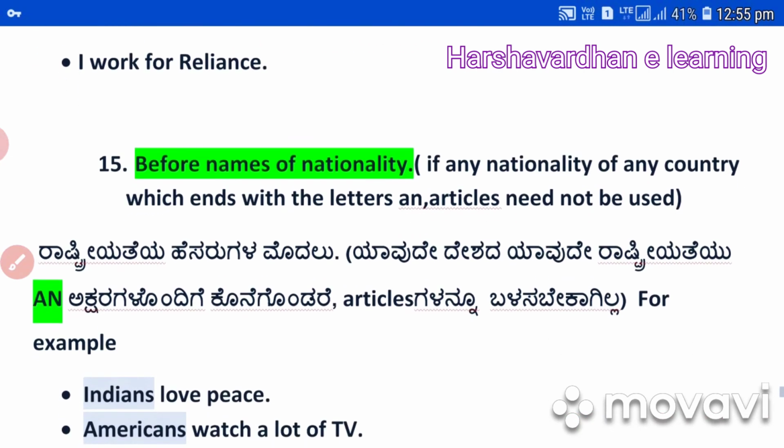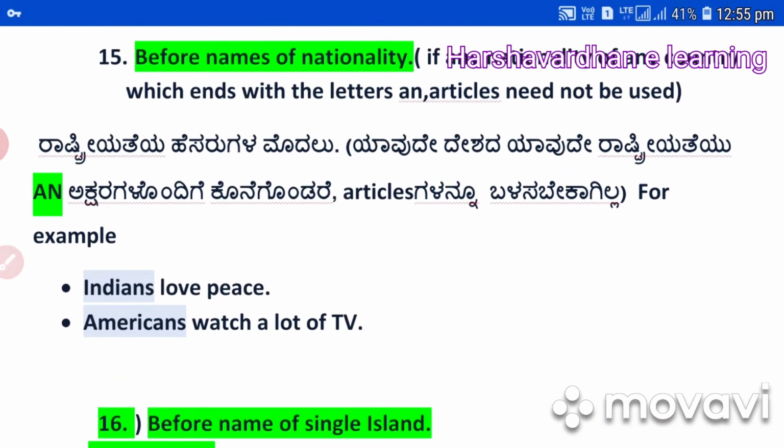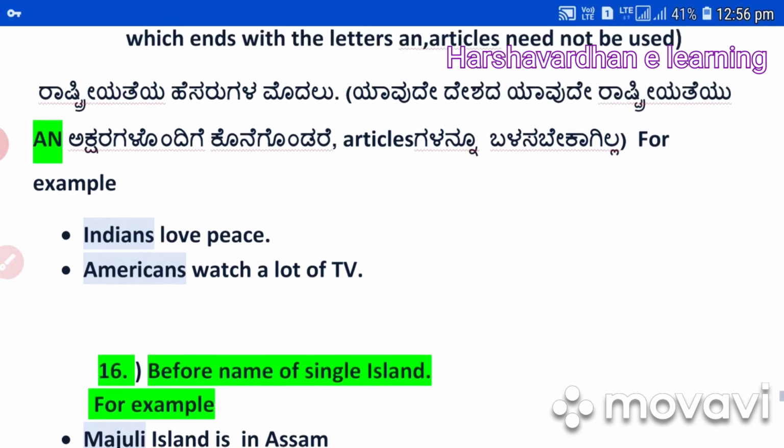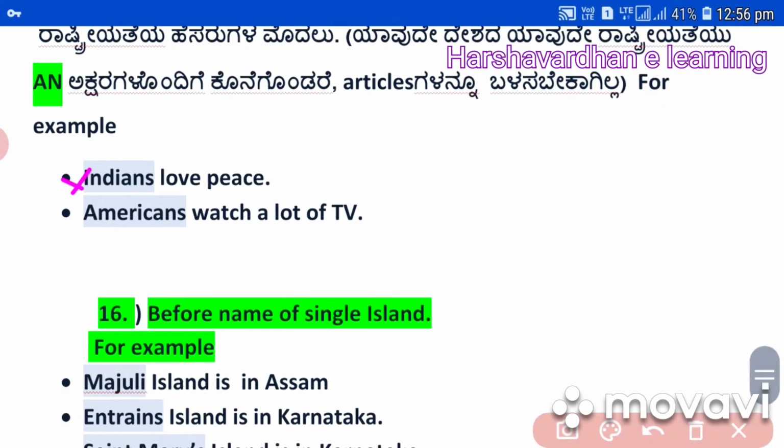Okay, before names of nationality. You have to understand it clearly. If the nationality of any country ends with the letters an, articles need not be used. If any name ends with an, you are not supposed to use any article here. So I have given some examples. Indian, I'm Indian. I haven't used any article here. Here also, Americans.